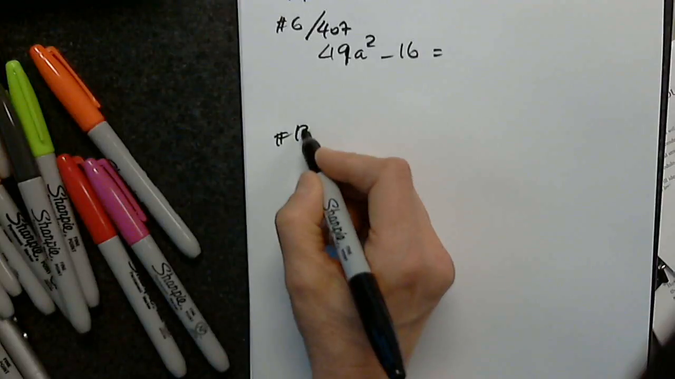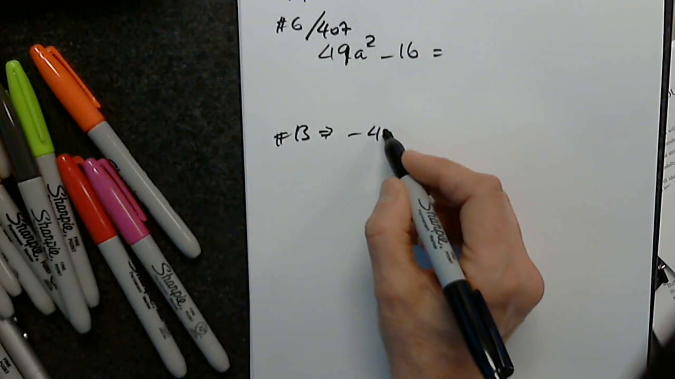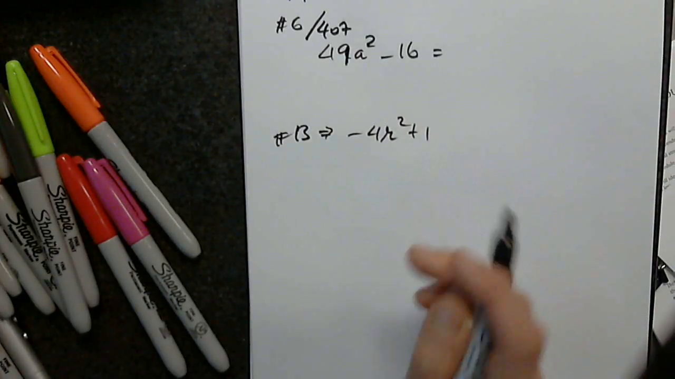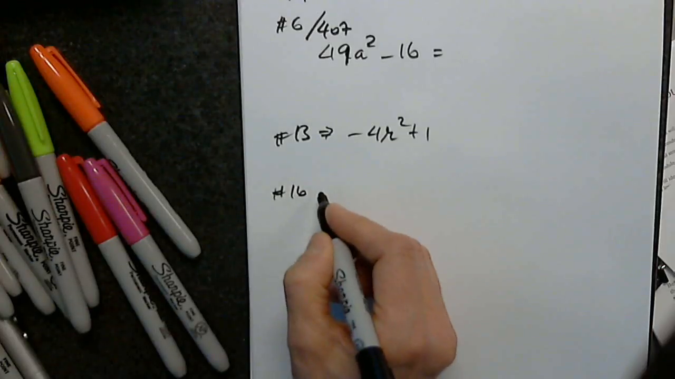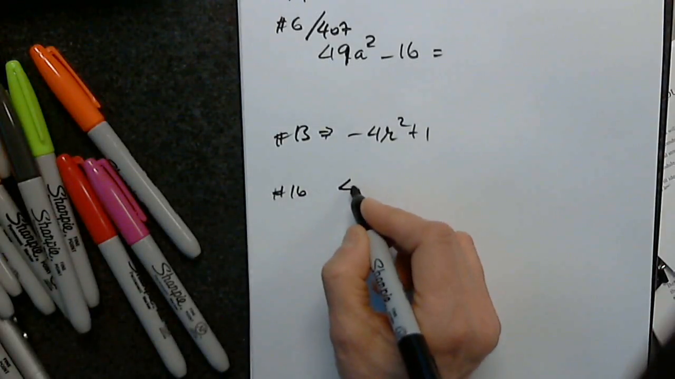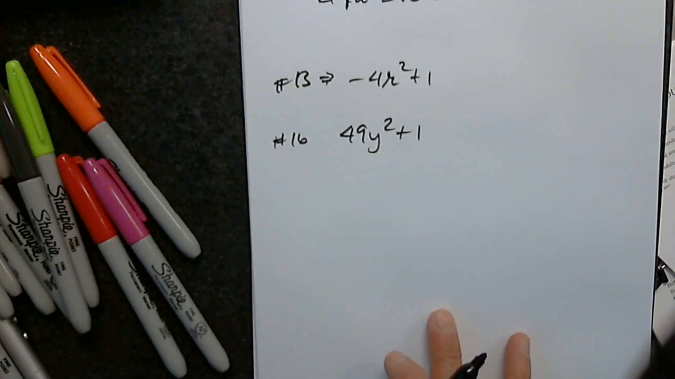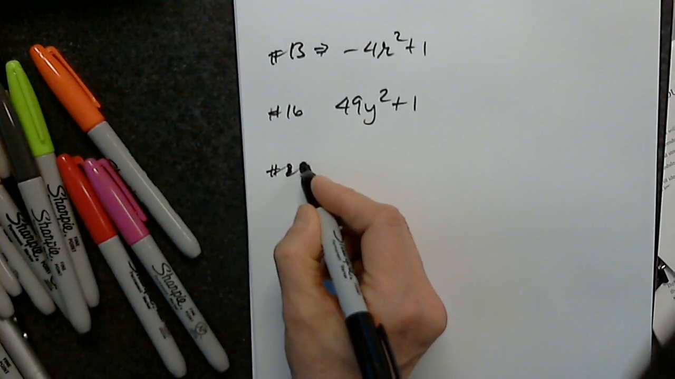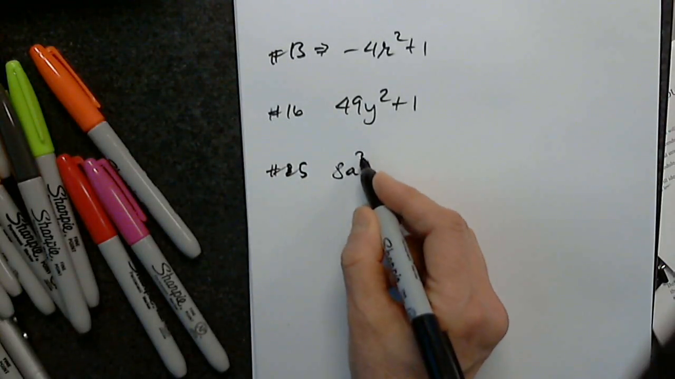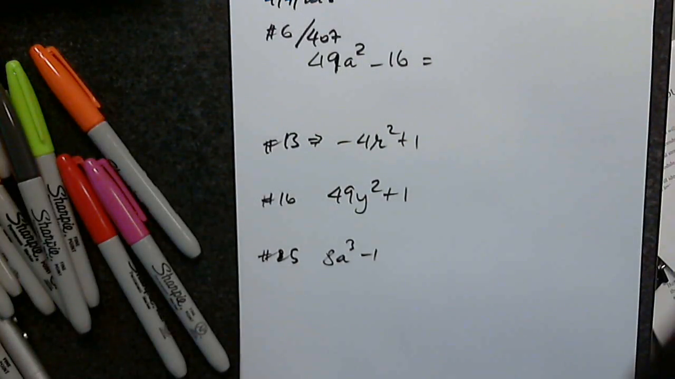And then 13, negative 4r squared plus 1. I'm just copying a few. 49y squared plus 1. (25) 8a cubed minus 1. So I'll work with you on 405, and then you work on 405. And then we'll continue with trinomials.